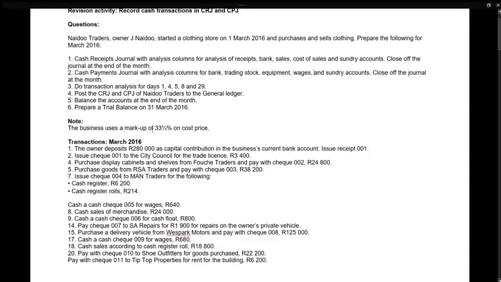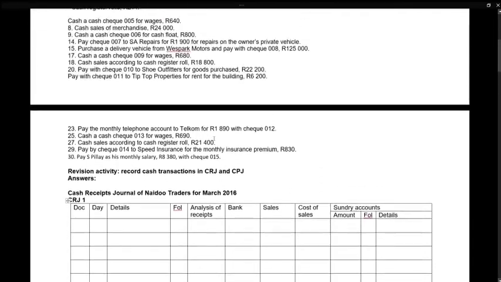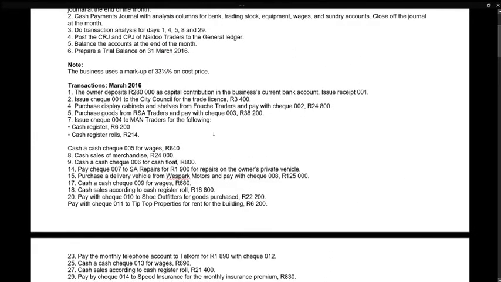Very importantly, this business uses a markup of 33 1/3% on cost, or 33.33% on cost, which means our selling price will be 133.33%. How did I get it? Remember, cost price is always 100% plus your profit markup will equal your selling price. So 100 plus 33.33 will equal 133.33% for selling price. Right, here are our transactions and our journals. Let's get started with recording our transactions.